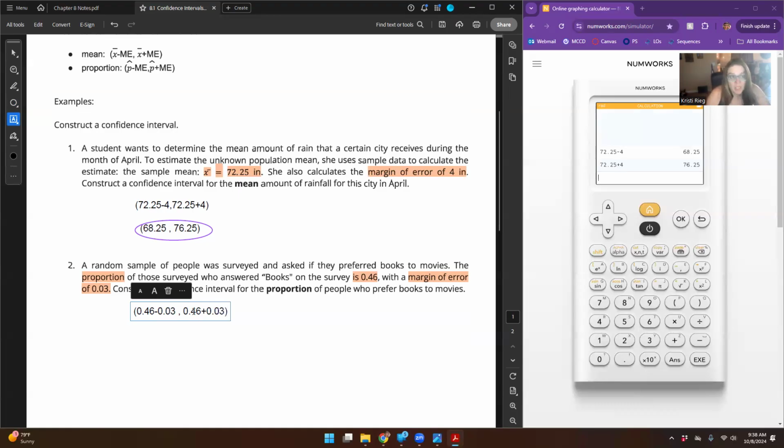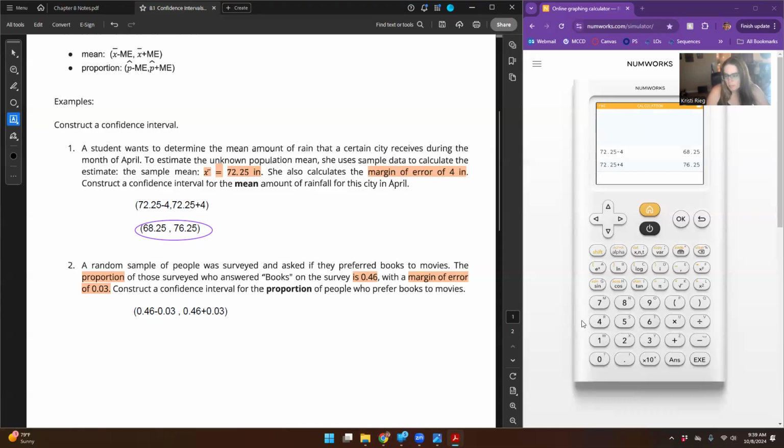Proportion, probability, all the P words go together. So proportion will always be between 0 and 1, just like probability. So if you're not sure if you have a proportion problem or a mean problem, means can be any numbers. Proportion problems can only be between 0 and 1.